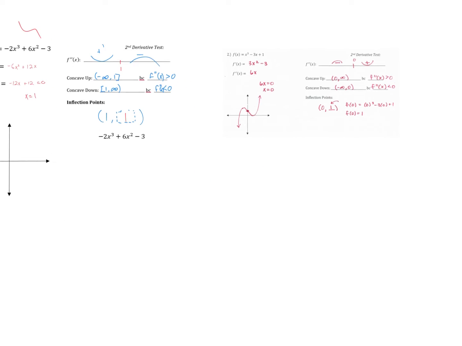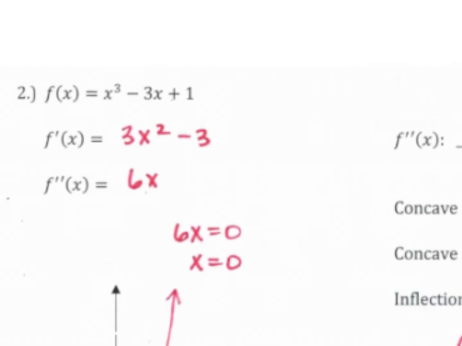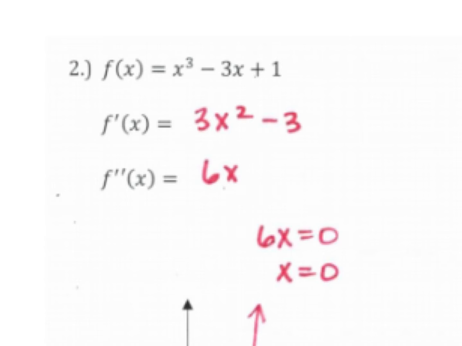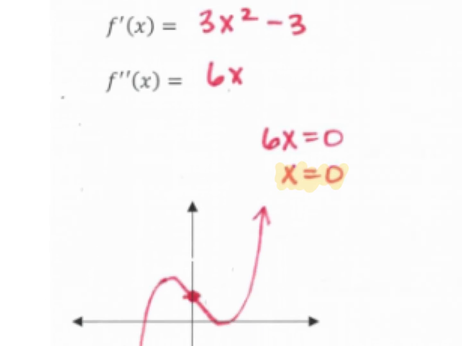Let's take a look at another example that's been worked out for us. x cubed minus 3x plus 1. We take our first derivative, 3x squared minus 3. Our second derivative, 6x. Set that equal to 0. We get x equals 0. So that is an inflection point for our graph.